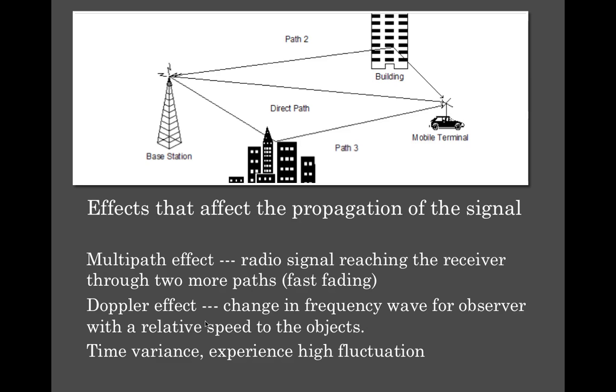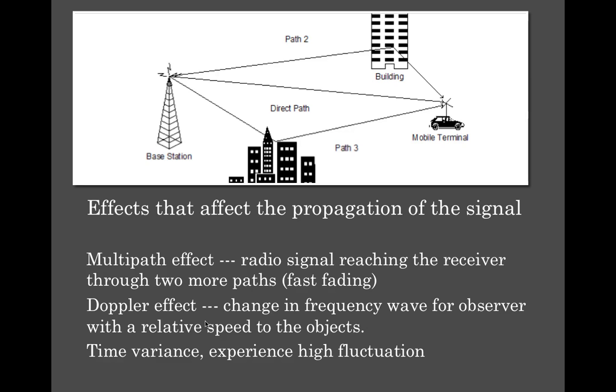The first one is the multipath effect. Radio signals can reach the receivers through multiple paths. For example, in this graph, path one is a direct path where the base station sends the signal directly to the receive antenna. But in the urban area, many times the signals may be bounced back by buildings, trees, and other very large objects. So in this case, there are one direct path and two bounce-back paths from the buildings.